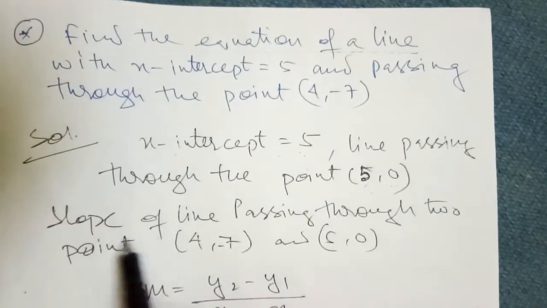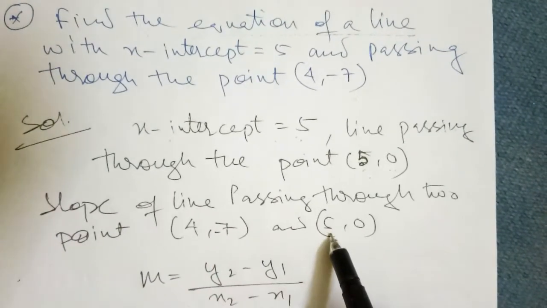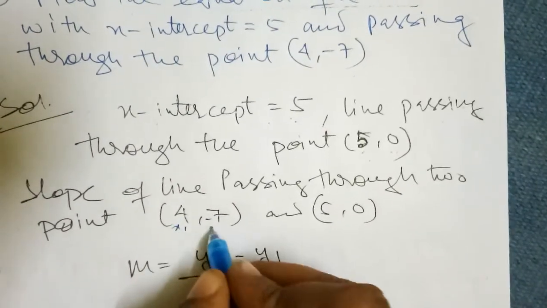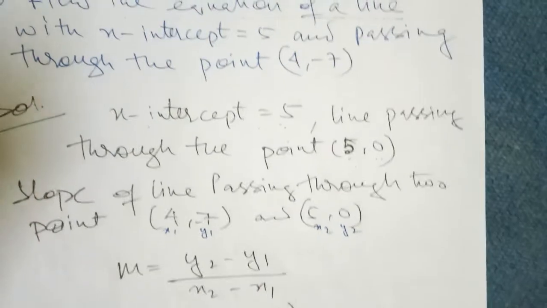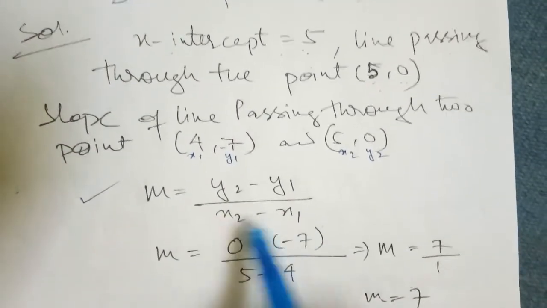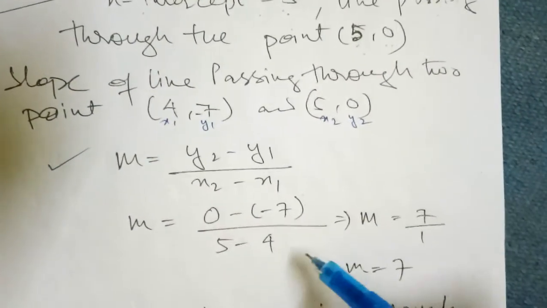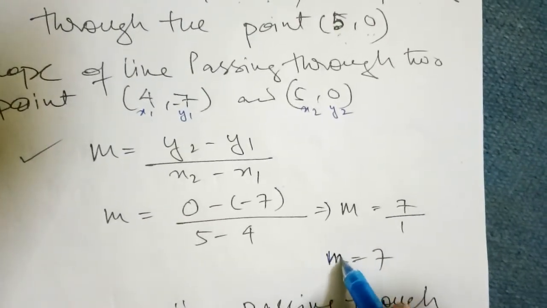Now the slope of the line passing through two points 4 comma minus 7 and 5 comma 0. I can take these as x1 y1 and x2 y2. Now you know the formula: m equals y2 minus y1 by x2 minus x1. Now you put the values of y2, y1, x2, x1. After calculating, the value coming is m equals 7.